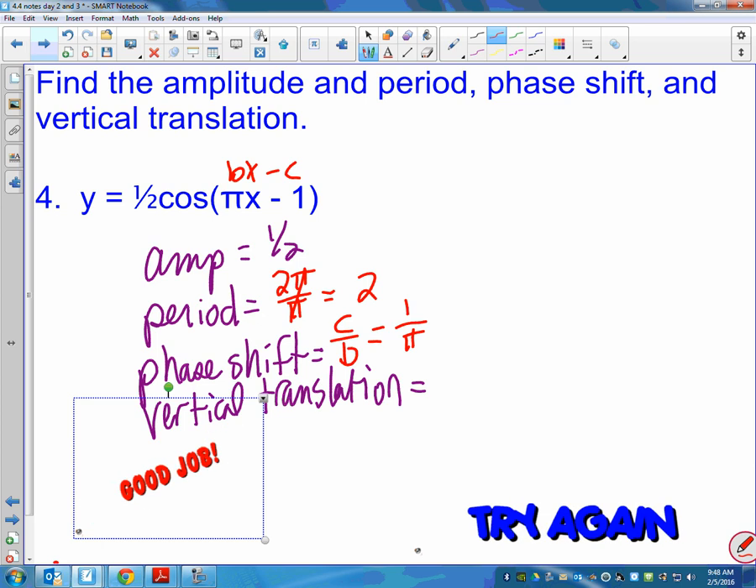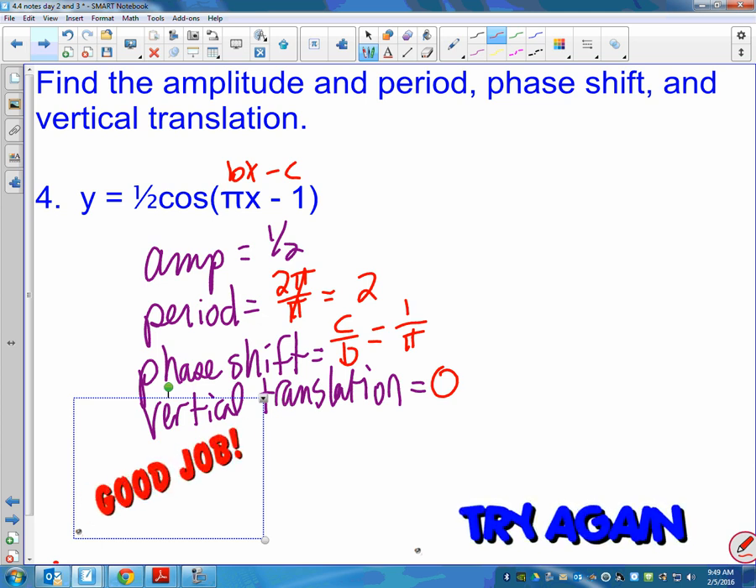What about the vertical translation? Is there a vertical translation? There's nothing added or subtracted outside of that function, which is how most of our functions are, which means you can say none, you can say 0, I don't care. I'm going to say 0 because d is technically 0, but if you said none, that's okay too.